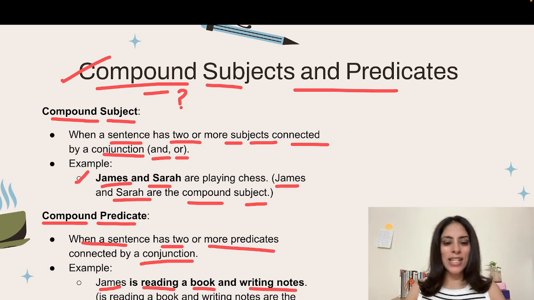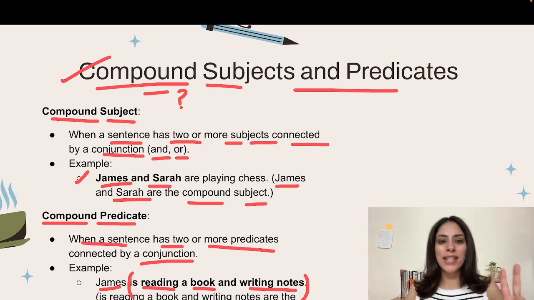So in this case, we know more about the subject, that James is reading a book and writing notes. So from here to here is your compound predicate. Alright, the rule is simple. When there are two subjects or two predicates, they are known as compound subject and compound predicate. Okay.